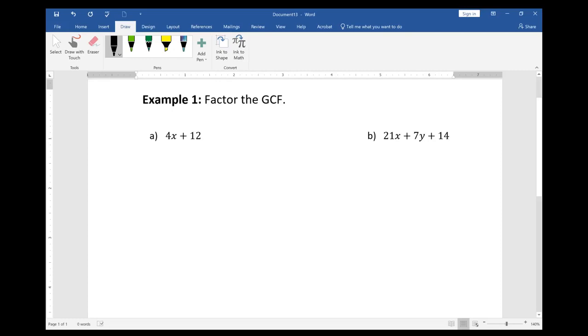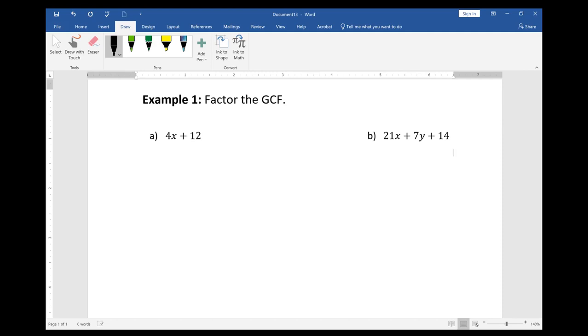Example 1, Part A. Factor the greatest common factor of 4x plus 12. So what we will be doing in this problem is we will be factoring. That is somewhat the opposite of multiplication. So in the previous section, we were using the distributive property to multiply. In this section, we're going to go backwards.